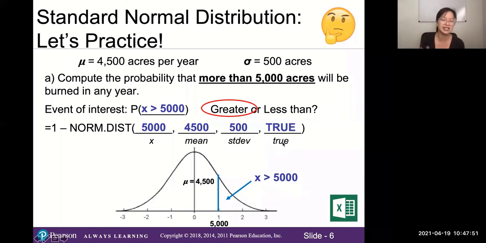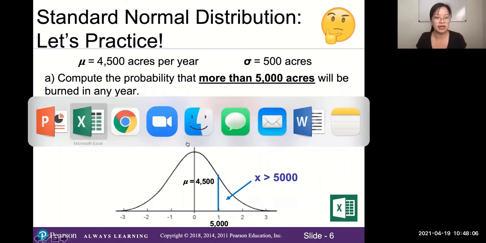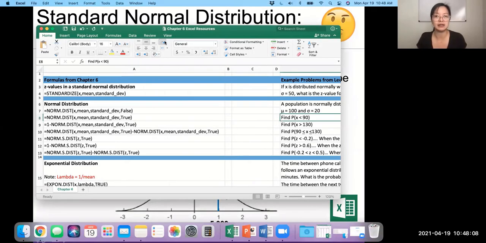I'm not even going to ask you, is it cumulative? It just is always true. So only in chapter 5 do you have to worry about false, but everything else in chapter 6 and on, it's always going to be true because you're just measuring a particular distance or width. So this is what we're going to do in Excel. So let's go ahead and pull up our Excel file.